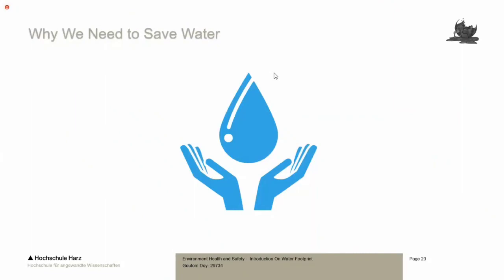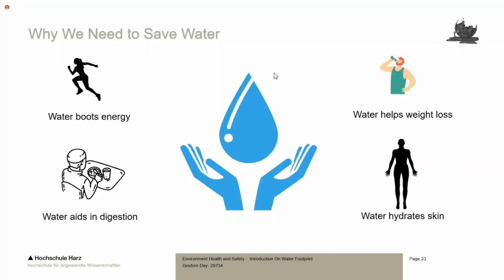So that is the immense, infinite importance of the question of why we need to save water. As it is a vital element in our body, it is essential for our survival. So there is nothing more to discuss. It helps in boosting energy, reducing weight, aiding digestion, hydrating skin, and many more. After all, it is not rocket science that if we save water, eventually we can save humanity on this planet.